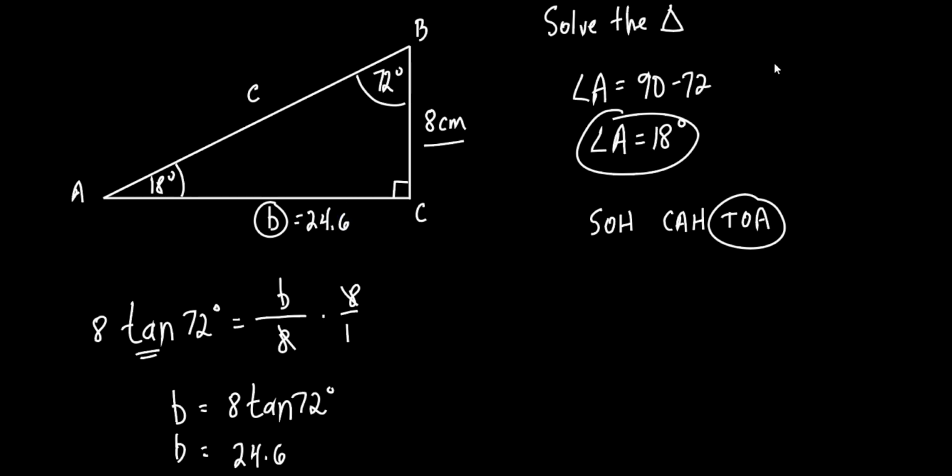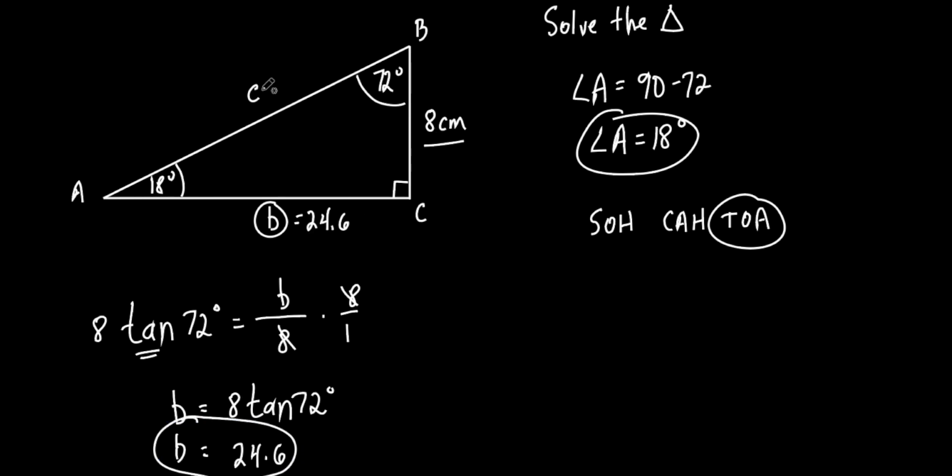Now it's not exactly 24.6. Why? Because we did what to it? We just rounded it, okay? We rounded to the nearest tenth. So it's not exactly, it's approximately. I still put an equal sign there, but technically it's approximately. All right, so we got one of the sides. Now I got 2 sides.